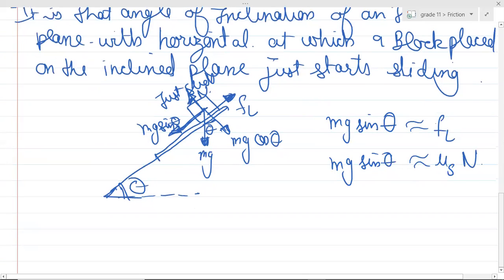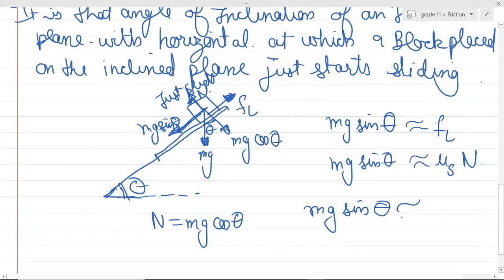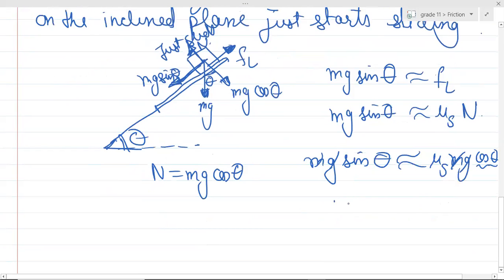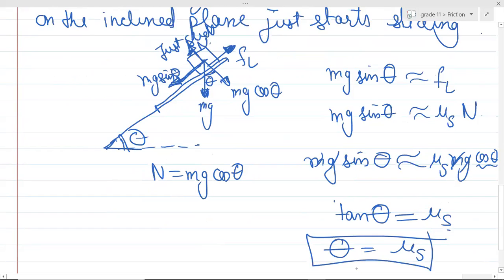Yes or no, guys? And from here, can you see N will be equal to mg cos theta? So I'll write mg sin theta is approximately equal to mu into mg cos theta. mg will be cancelled out, and this cos theta will go downwards. So sin theta upon cos theta will become tan theta, which will be equal to mu s.